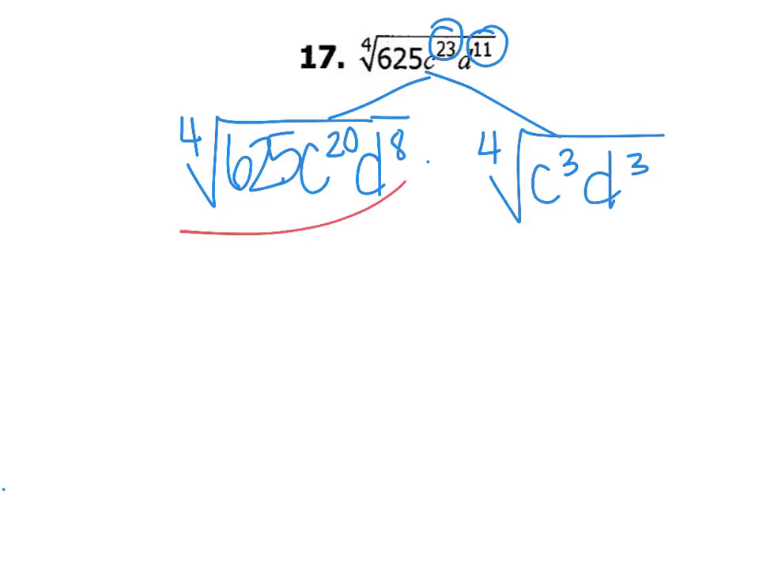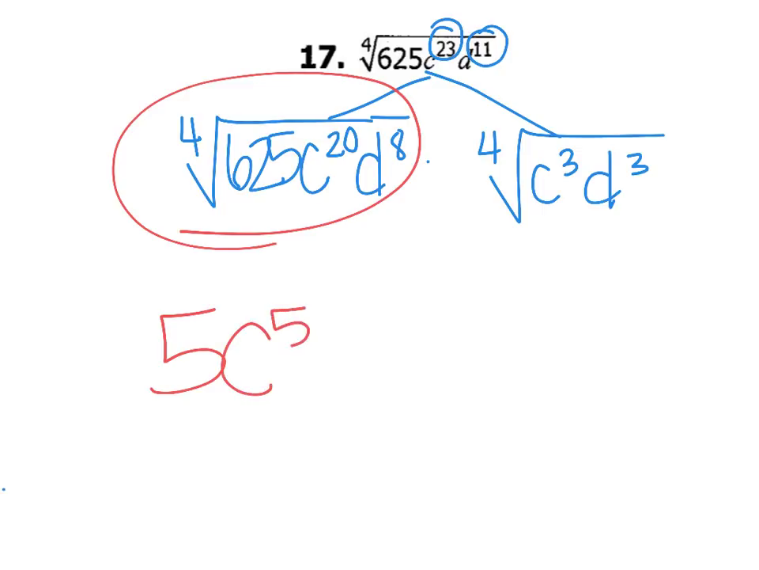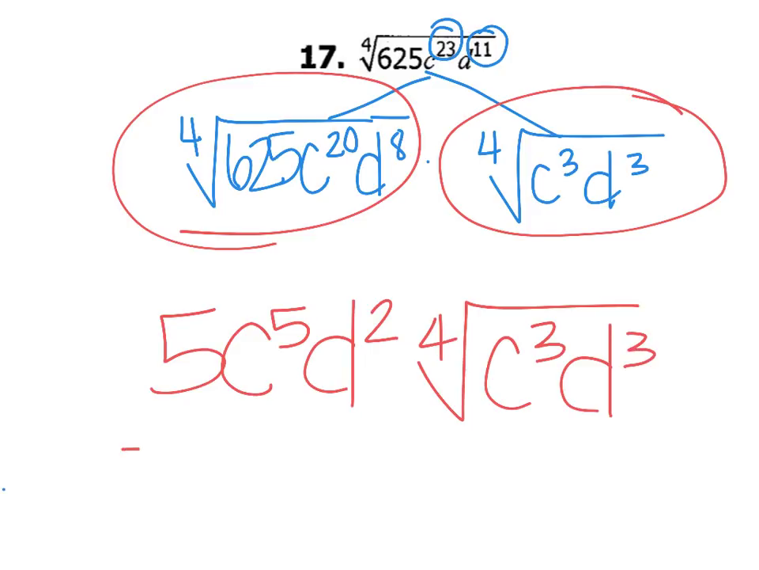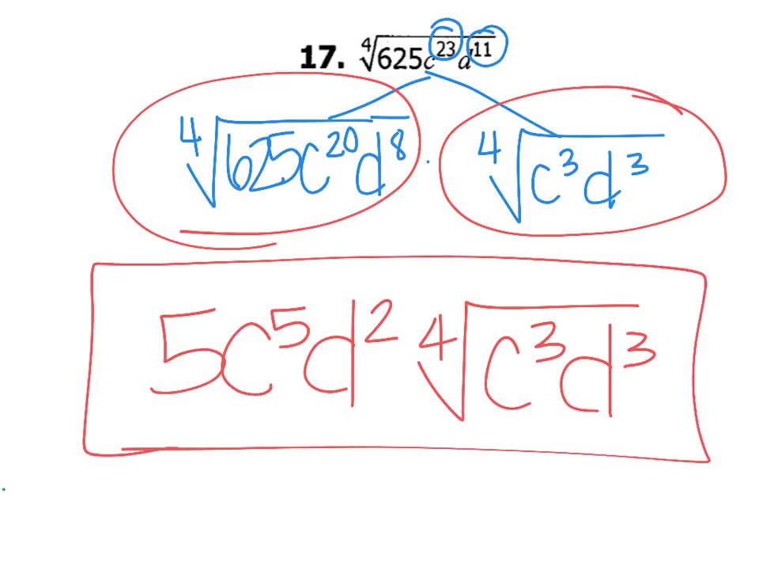Then take the fourth root of what you can take the fourth root of. So fourth root of 625 gives us 5. C to the 20th, 20 divided by 4 gives us 5. D to the 8th, 8 divided by 4 gives us 2. And then bring down what you can't simplify any further. So the fourth root of C to the 3rd, D to the 3rd, and there's your simplified radical, and you are done. All right, so I hope you learned a thing or two about nth roots and simplifying radicals today.